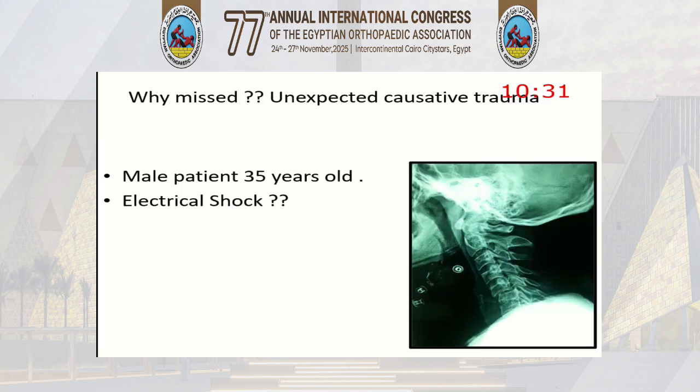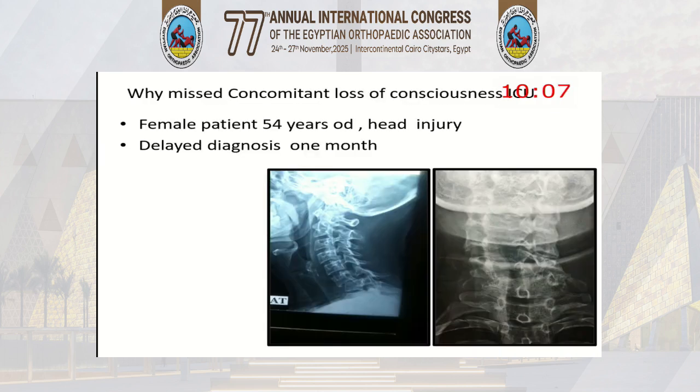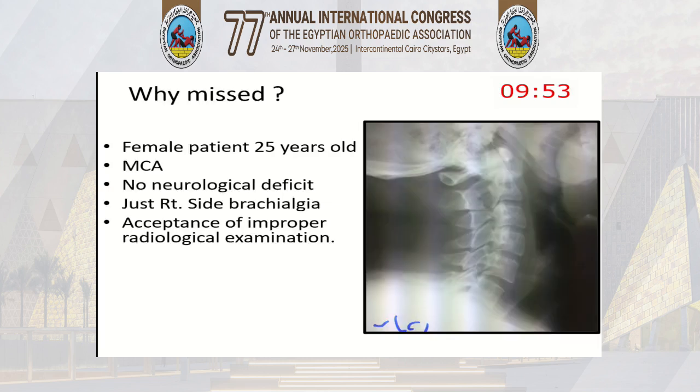The first case, a male patient, 35 years old, was missed for a few weeks, and the cause was an unexpected causative trauma. This patient was exposed to an electrical shock and suffered a burn at the right side, which is the side of the radiculopathy, so it was missed for a few weeks. The second patient was missed because of a head injury, loss of consciousness and ICU admission. This female patient, 45 years old, had a delayed diagnosis of 1 month.